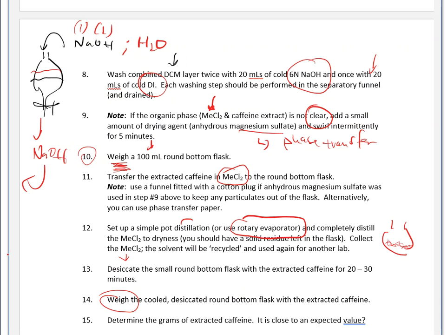All right, so we're going to take the mass of it clean, and then we're going to have the mass of it with stuff, and we're going to subtract those two values together, of course. And that will allow me to get the grams of caffeine that we have extracted from the lab procedure.